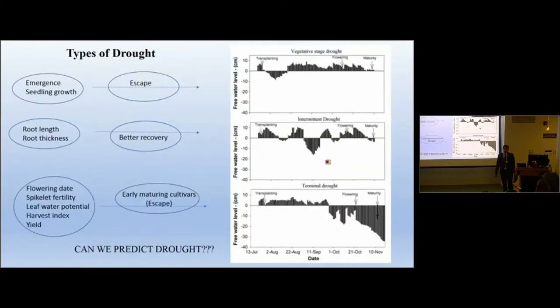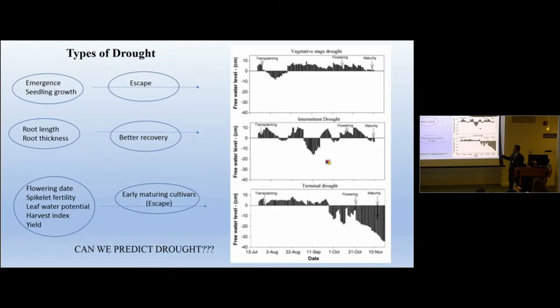And drought may occur at any time of the rice growth. The drought that occurs at the early stage is called vegetative drought, the drought that occurs during any other growth stage of the plant is intermittent drought, and the terminal drought occurs at the flowering stage. And this is very severe, as Dr. Prasad already mentioned, that the flowering stage drought is very severe.